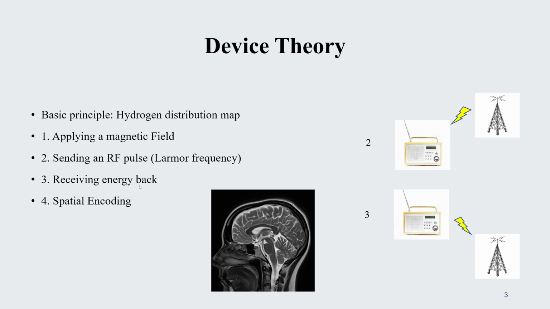After the RF pulse is turned off, the energy is received back and measured, which gives us the number of hydrogen atoms in the whole body. If we stopped here, we would just get the number of hydrogen atoms in the whole body, which is not really useful in terms of imaging. So we use spatial encoding to discern signals from different positions in the body.